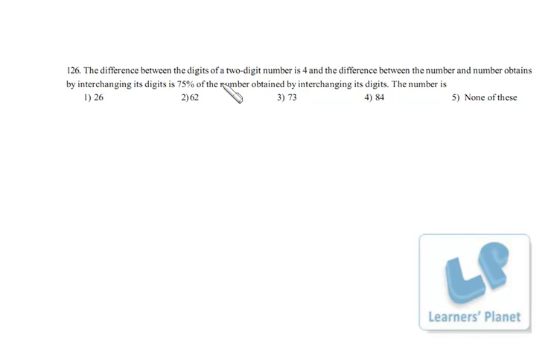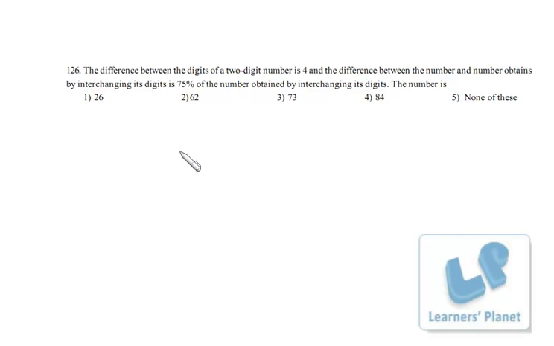The difference between the two digits of a 2-digit number is 4, and the difference between the number and the number obtained by interchanging its digits is 75% of the number obtained by interchanging its digits. The number is? Now the difference between digits is 4. Now all the options you can see have a difference between the two digits of 4. So nothing can be eliminated, right?